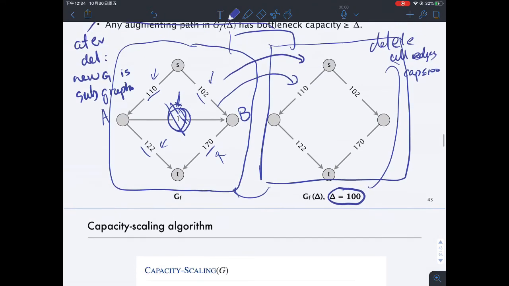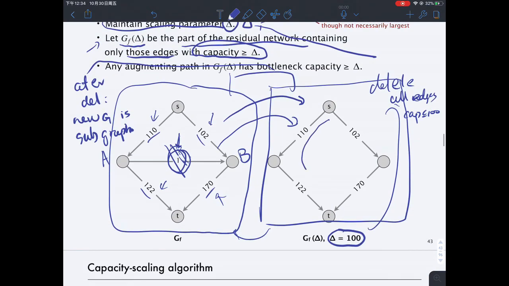After we do the deletion, we find the maximum capacity edges. After we do the deletion, what we need to do is, okay, it's not working.